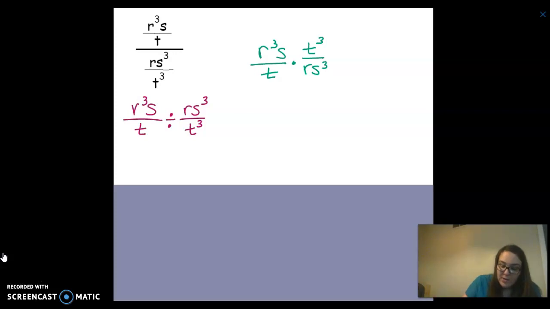Meaning, this t and this t to the third will simplify so that I have a t squared left. R to the third and this r will simplify so that I have r squared left on my numerator. Same thing with this s and this s to the third so that I am left with s squared down here. So my final answer, looking across my numerator at what is left, I have r squared, t squared. On the denominator, I just have s squared.